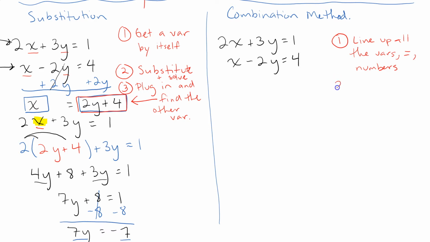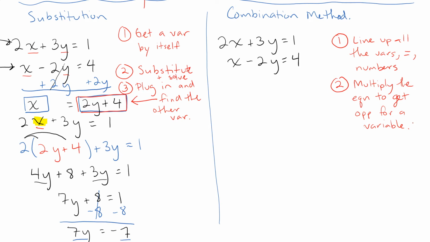So second step is we want to make sure that we're actually going to eliminate something, and you'll see how this works in a second, but we're going to multiply either one equation or both equations so we have opposites for one of our variables. So it's up to you what you want to choose, but it's useful to try and find out which one looks easiest to get opposites.